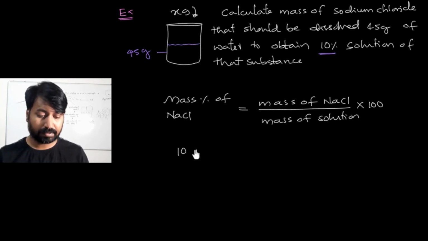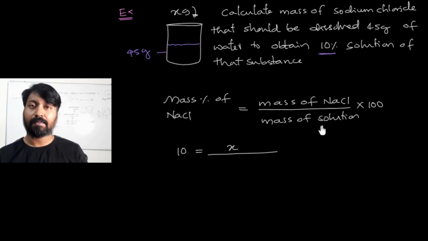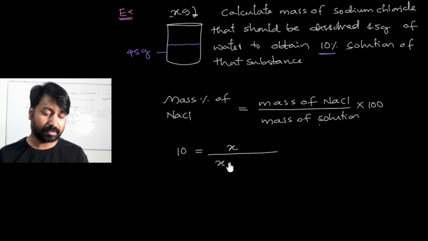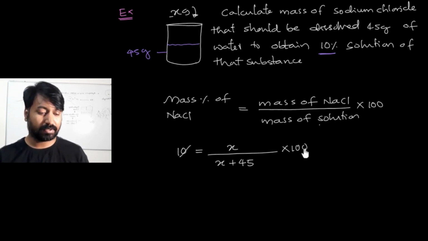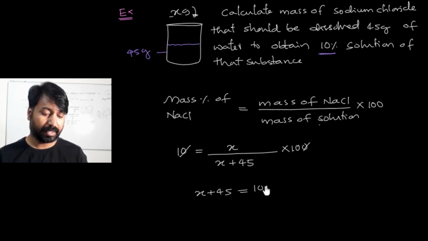That is the 10%, which equals the mass of the solute, sodium chloride, that is x, which you don't know. We have to calculate that. Then the mass of solution means the mass of solute plus solvent. The solute is x, but the solvent is 45 grams. Therefore x plus 45, multiplied with 100. Let me simplify this. This 0 and this 0 get cancelled, obviously. Then x plus 45 is equal to 10x.